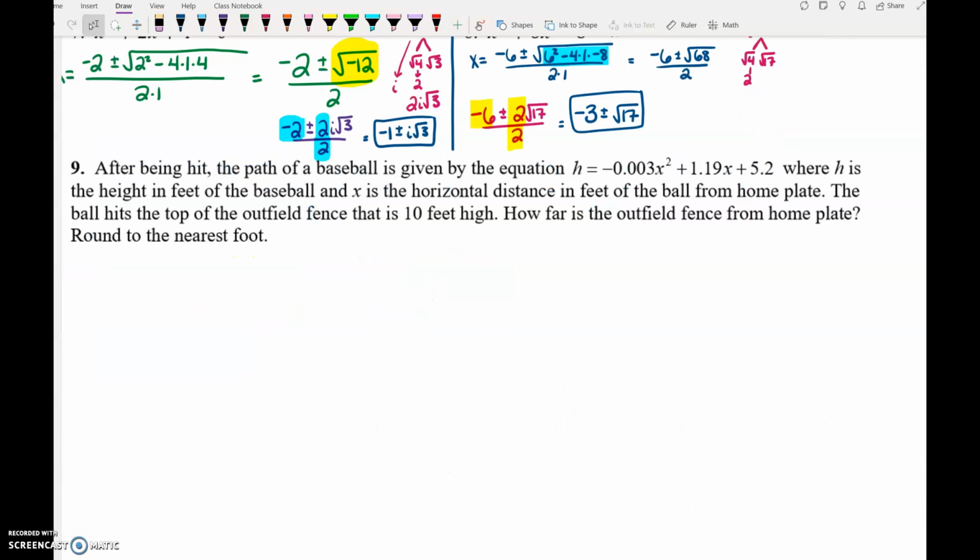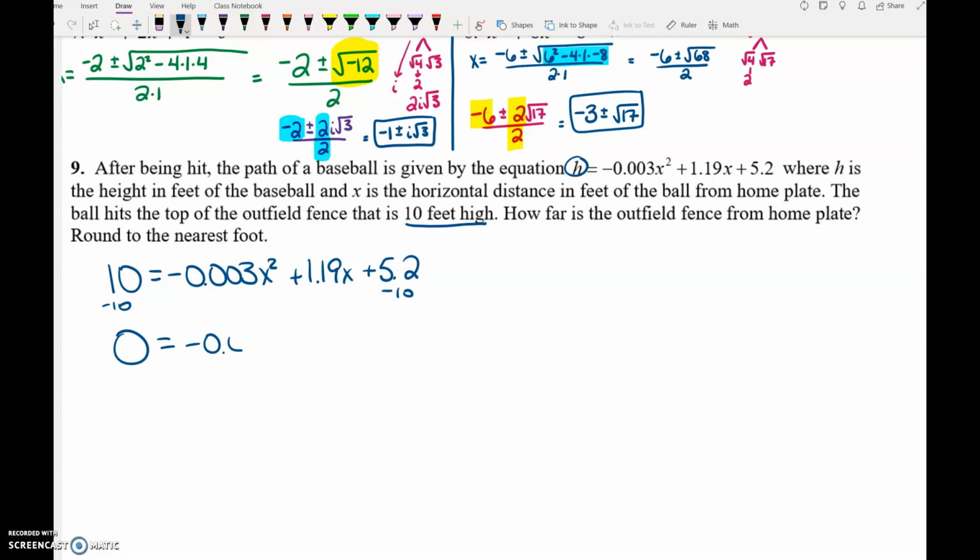Number 9 looks harder than it is. Basically, it tells you a height of 10 feet. You're going to put that in place of this h. So 10 equals negative 0.003x squared plus 1.19x plus 5.2. We can't plug this into the quadratic formula until we have 0, so you need to subtract 10 on both sides. That will give us 0 equals negative 0.003x squared plus 1.19x minus 4.8.